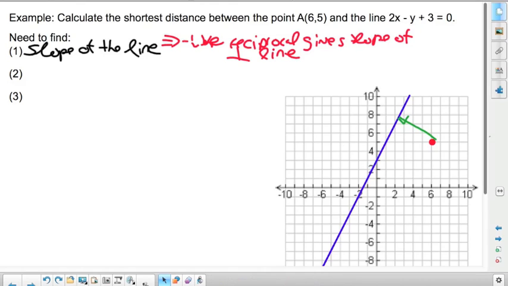What else do we need? Adrian? Yeah, I mean, if we're looking for this distance between this red dot and the blue line, we need a point on here, right? Or else how can we calculate that distance? So we need, what's special about this point?